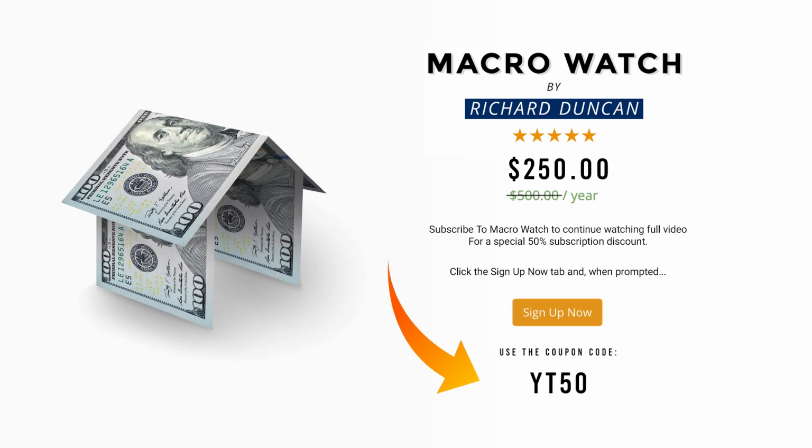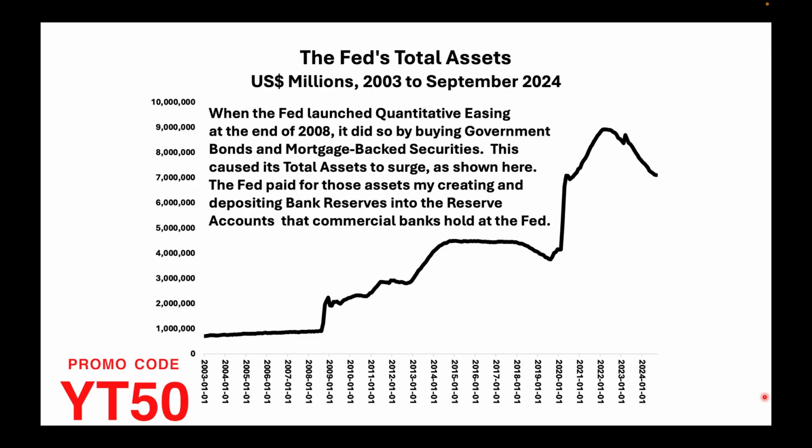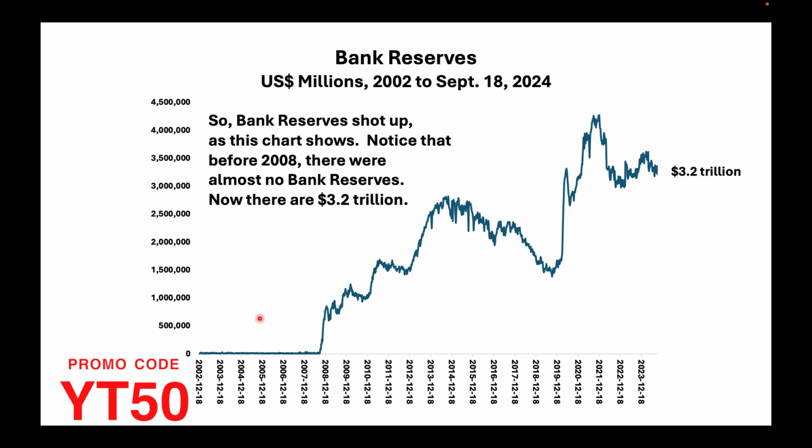When the Fed launched quantitative easing at the end of 2008, it did so by buying government bonds and mortgage-backed securities. This caused its total assets to surge, as shown here. The Fed paid for those assets by creating and depositing bank reserves into the reserve accounts that commercial banks hold at the Fed. So bank reserves shot up, as this chart shows. Notice that before 2008, there were almost no bank reserves. Now there are $3.2 trillion of bank reserves.